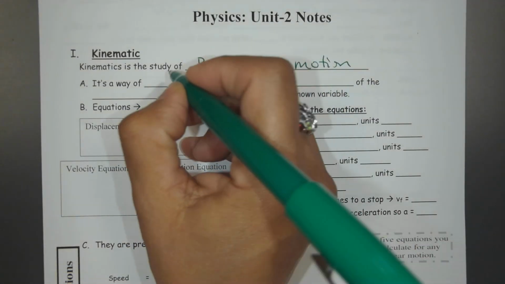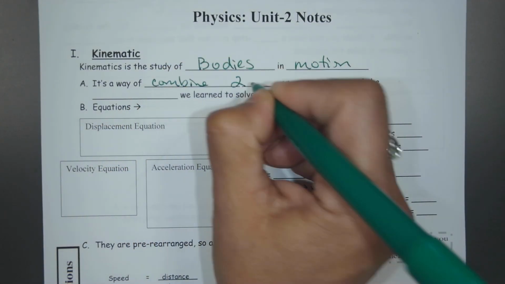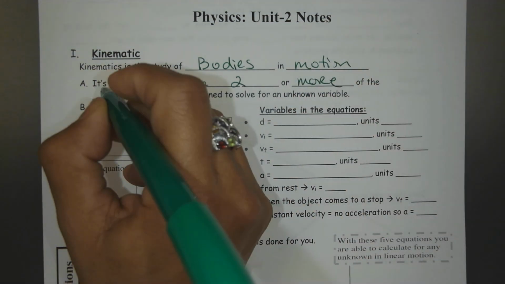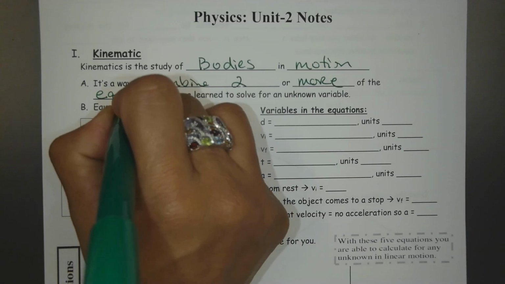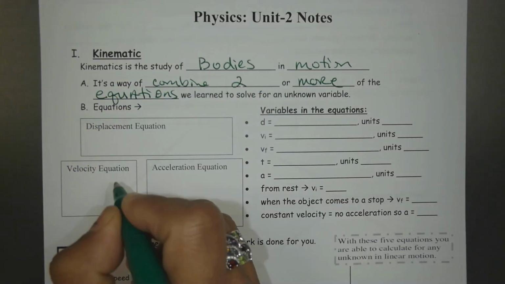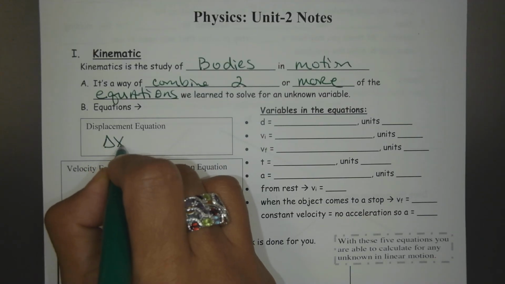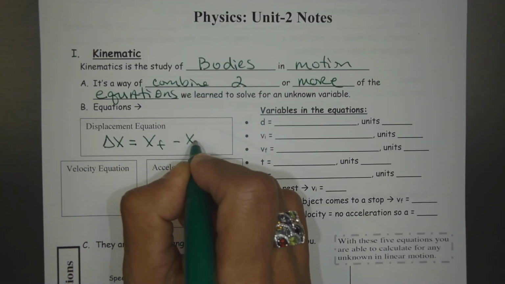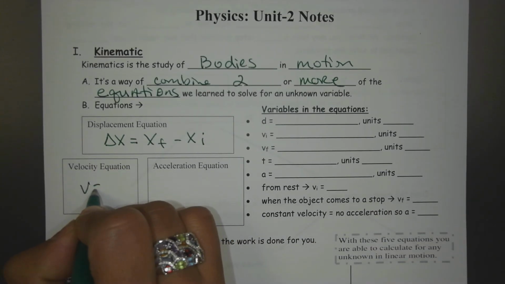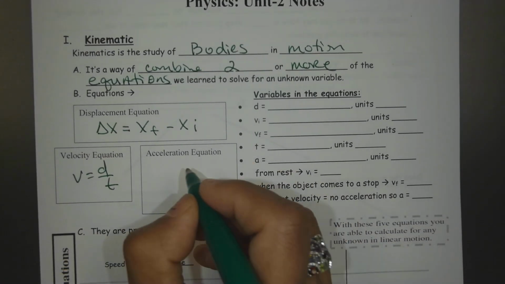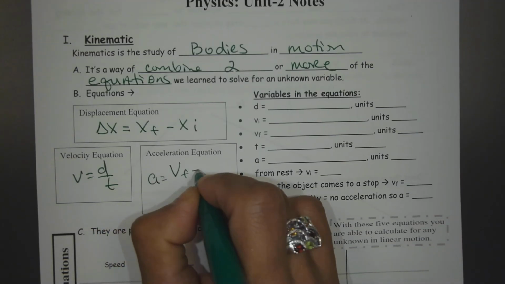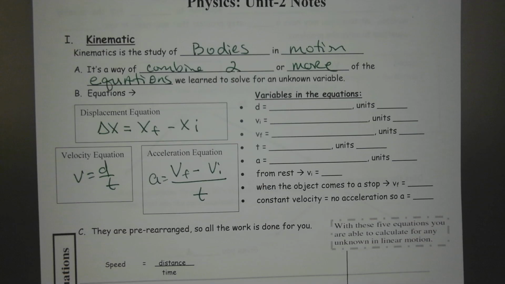It says here, though, it is a way to combine two or more of the equations. And what equations am I talking about? I'm talking about the equations on Unit 1. Displacement, delta x equals x sub f minus x sub i. Velocity, which is d over t. And acceleration, which is final velocity minus initial velocity divided by time. So, using the basic equations we've already used, we are going to go ahead and combine them into what I call the Superhero Power Ranger morph equations.